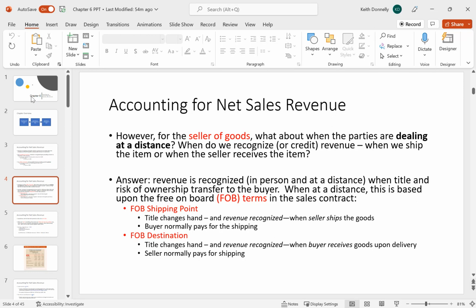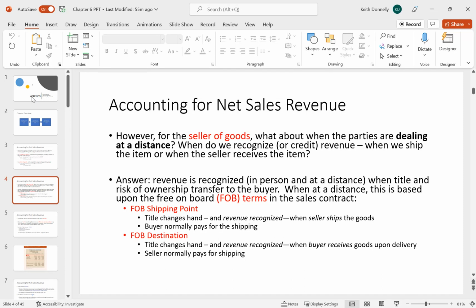However, when we're at a distance, we will have a sales contract. A simple way to explain this is as if you were selling something on eBay. It's a little bit different for businesses, but here's the idea. You list an item on eBay, somebody purchases it. How do you recognize the revenue? Well, at the time of purchase, if the person clicked buy it now, title hasn't changed. You haven't given them the goods. So that's not what controls.